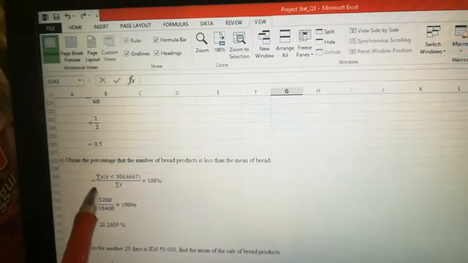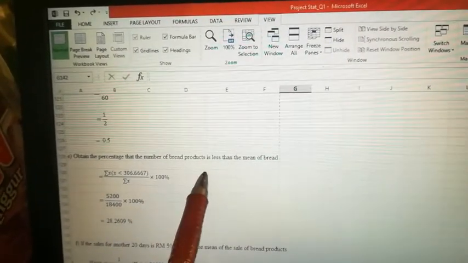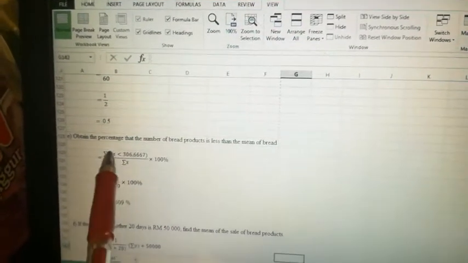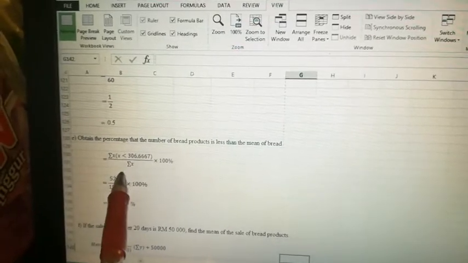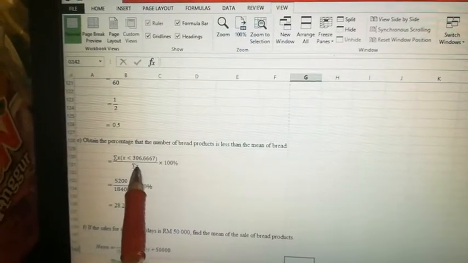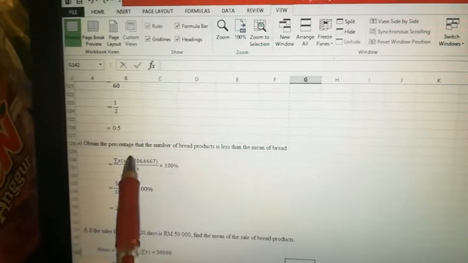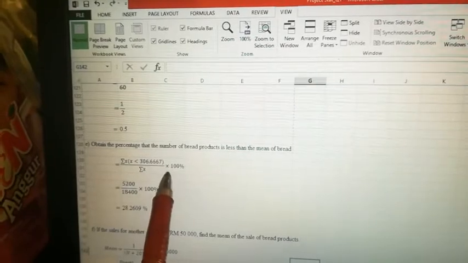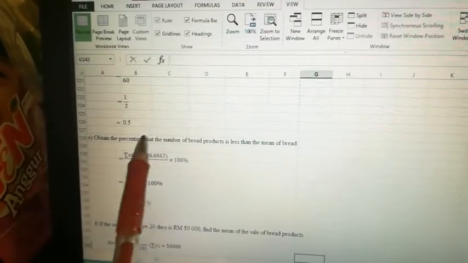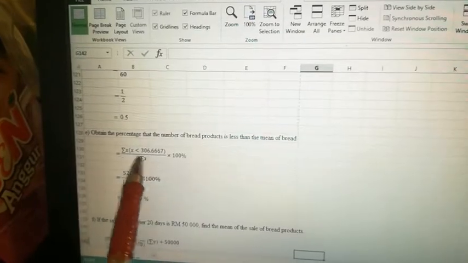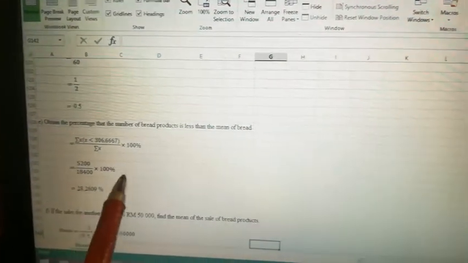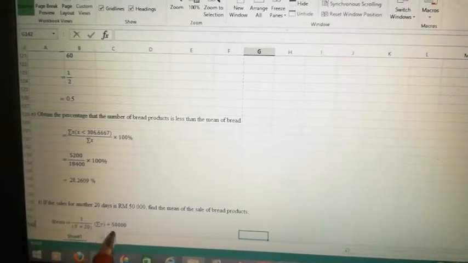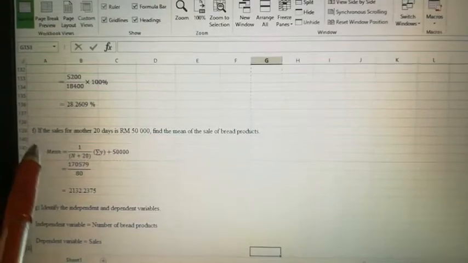For question E, obtain the percentage that the number of bread product is less than the mean of the bread. By using this formula, summation of x less than 306.6667, which is the mean of the bread, divided by summation of x, times 100%, because the question needs us to find the percentage. Then we calculate, we got the answer 28.2609%.